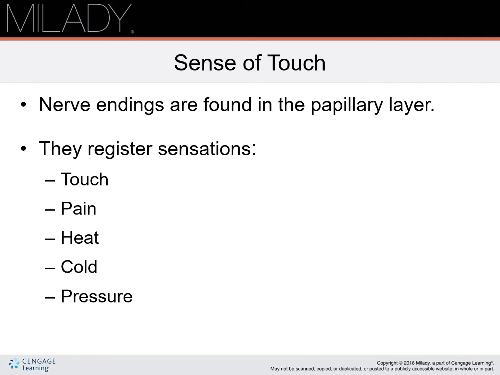So let's talk about the sense of touch. The papillary layer of the dermis houses nerve endings that provide the body with the sense of touch. This is how we feel pain, heat, cold, and pressure. Nerve endings are the most abundant in your fingertips. Complex sensations, such as vibrations, seem to depend on the sensitivity of a combination of nerve endings.